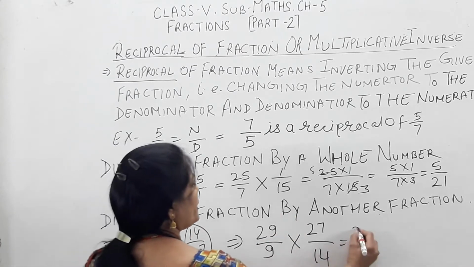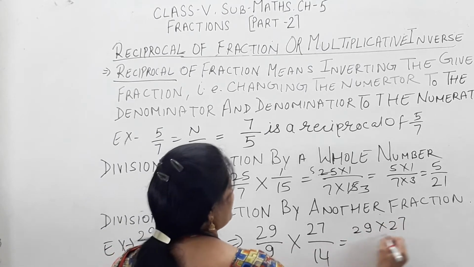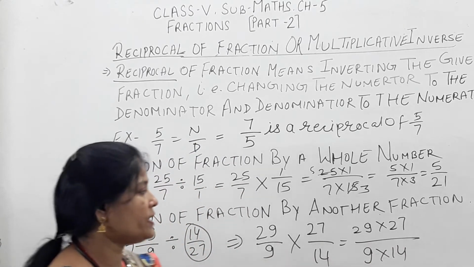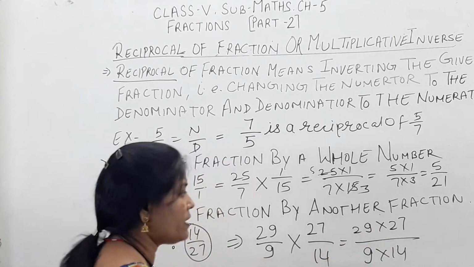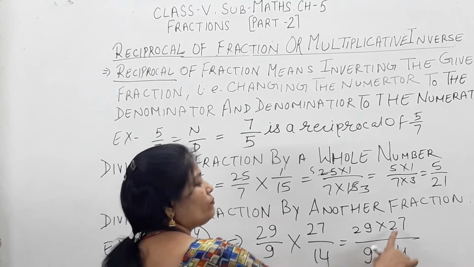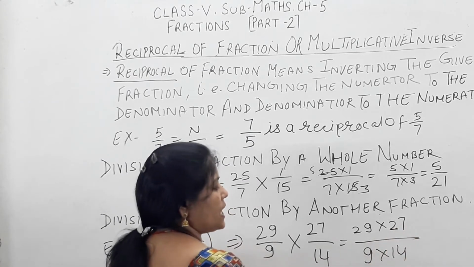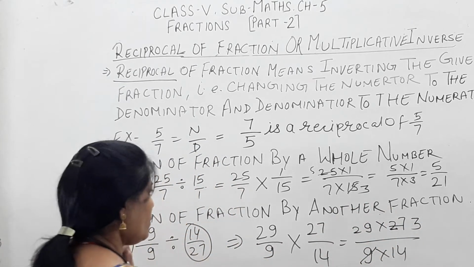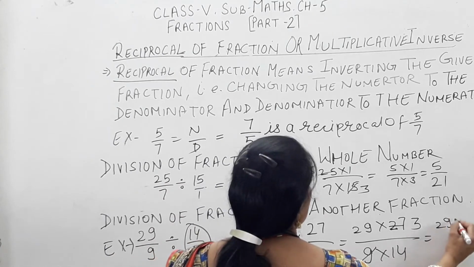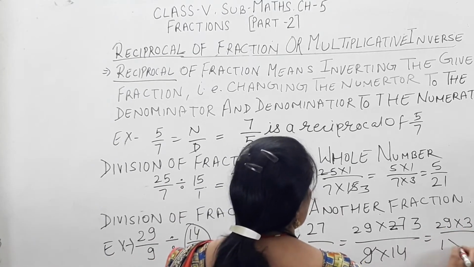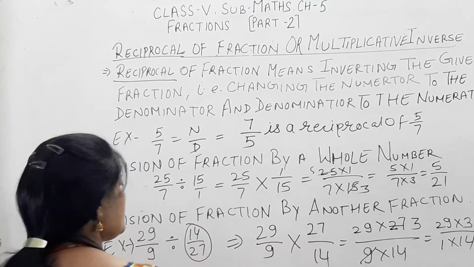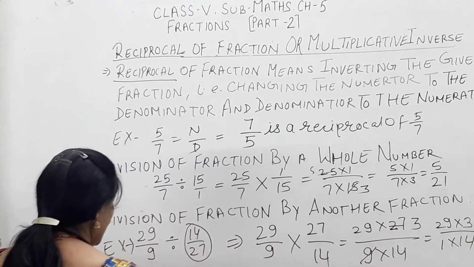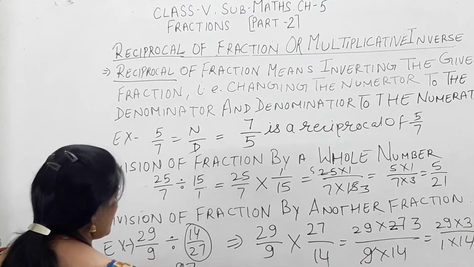Now yes children, 29 multiply 27 upon 9 multiply 14. Now we have to check whether they have any common factor or not. Yes, we have 9 and 27. Both have the common factor 9. So 9 ones are 9, 9 threes are 27. Now what will be the answer? 29 multiply 3 as numerator, 1 multiply 14 as denominator. Yes children? So my answer will come after 29 multiplying 3, I get 87 upon 14 ones are 14.